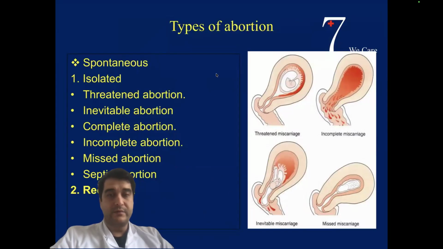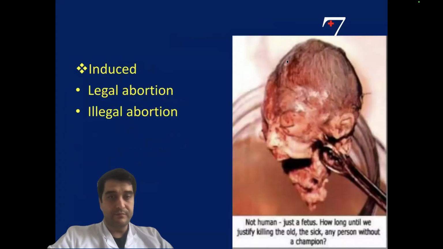So we can have several types of abortions. With spontaneous abortions, it may be isolated: threatened abortion, inevitable abortion, complete abortion, incomplete abortion, missed abortion, and also septic abortions. We also have recurrent abortions. As you can see in this image, we have threatened abortion, inevitable abortion, and complete or incomplete abortions. For induced abortion, we have two types: illegal abortion and legal abortion. Legal abortion means it is done in hospitals by medical or surgical abortion.